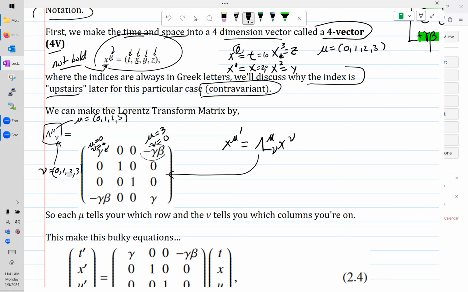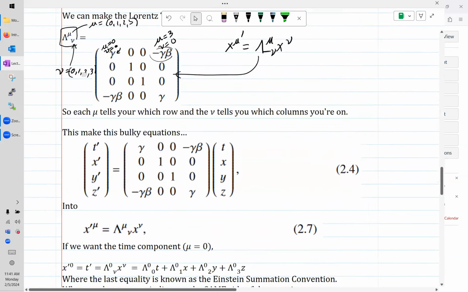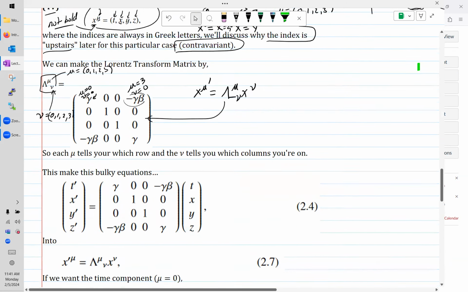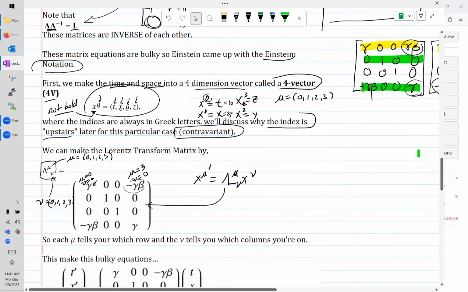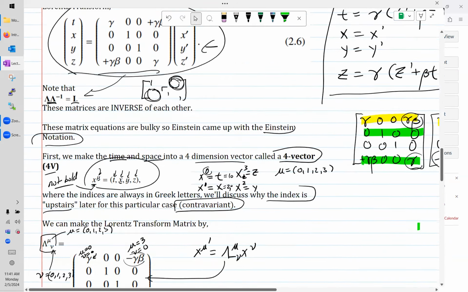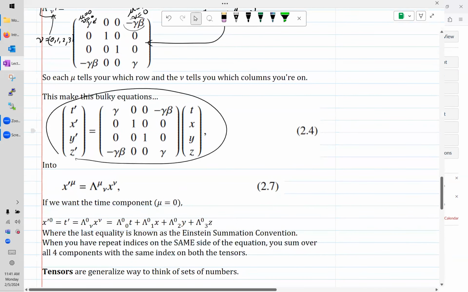Okay. Yeah, so this is a lot of little notational indices. What happened is that this allows you to, instead of dealing with a matrix equation that looks like this, well, actually, I have it down here, this bulky equation, you can write these Lorentz transform equations just with their indices.